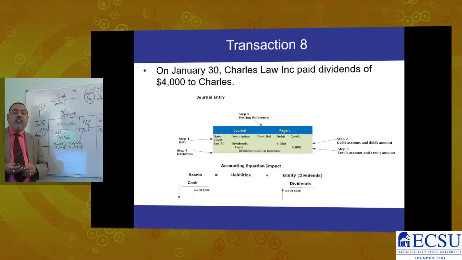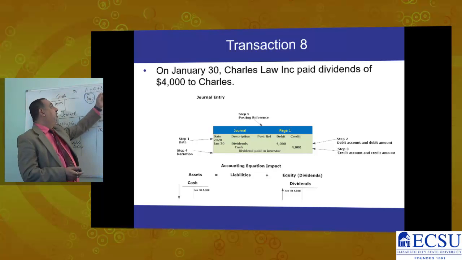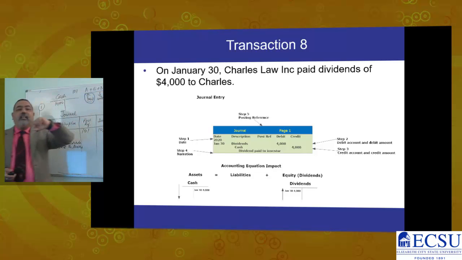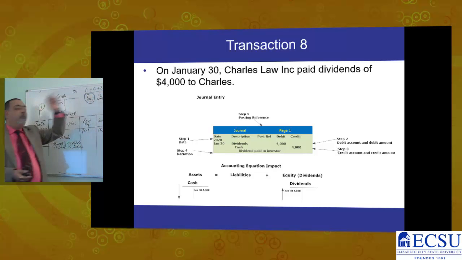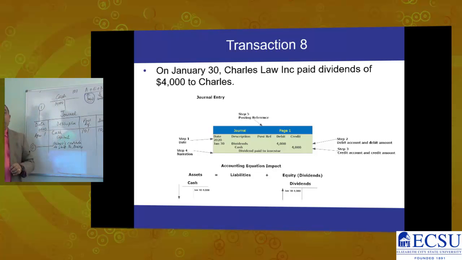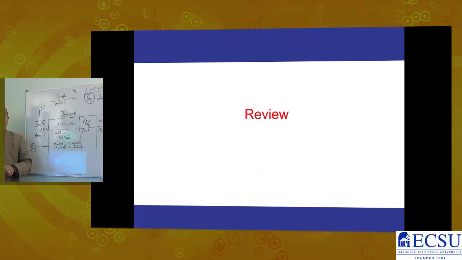Number 8, of course, Charles Law Incorporated paid dividends of 4,000 to Charles. Now Charles is the owner, so when you pay out the dividend, it is increasing again. So therefore, if it is increasing, you will be debiting it, and cash is decreasing, it will be credited. So that's how we did the journal and followed the same 5 steps in the process. So that will be your transaction number 8.